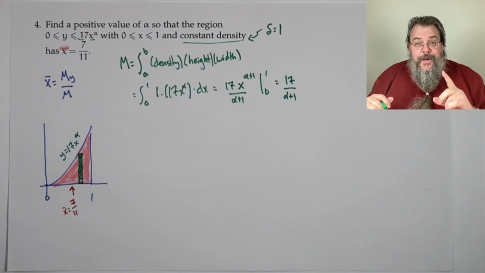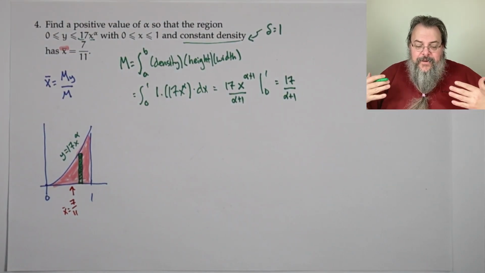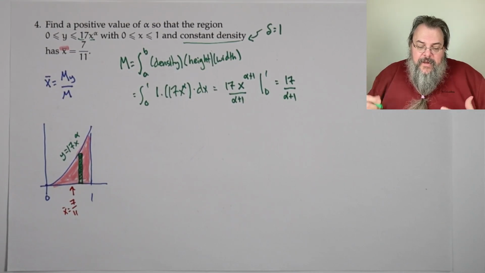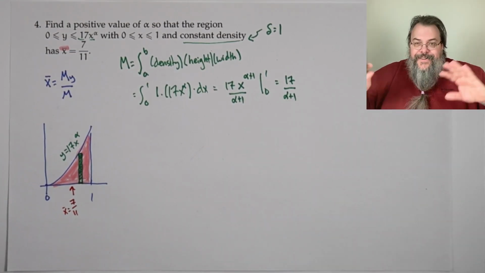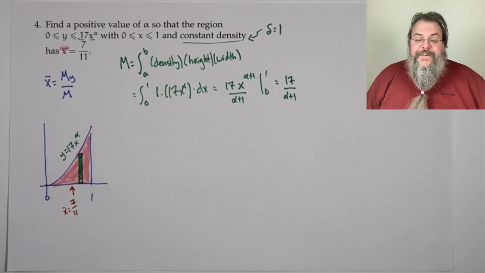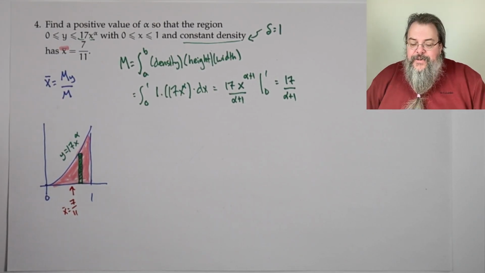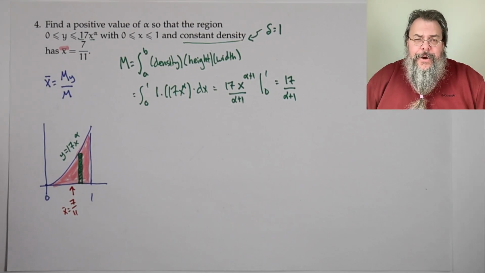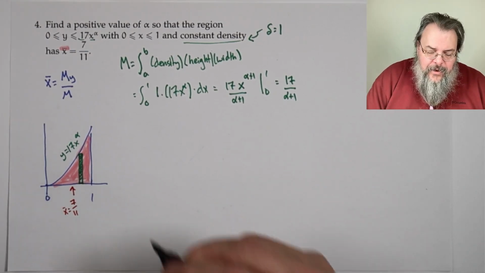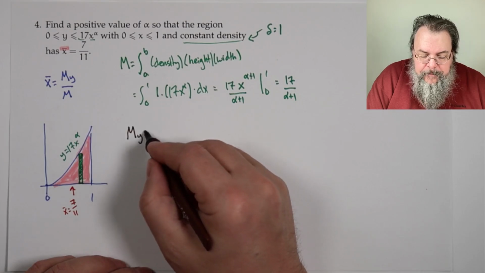Wait, hold on a moment, we've got to now compute the moment. And so you might be tempted to set this equal to 7/11. No, that's not what we're doing. It's not that the mass equals 7/11, it's that x bar equals 7/11. Okay, so on to our next round of computation, where we're going to take a moment. So we're specifically looking for m sub y.